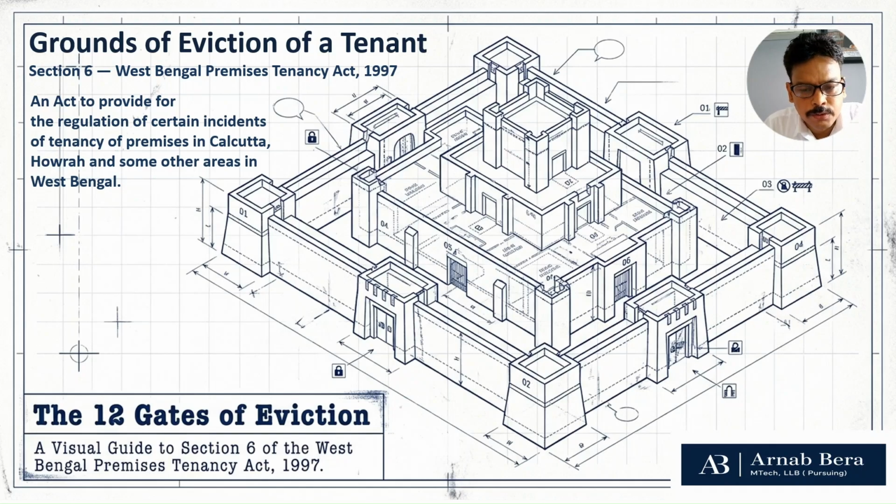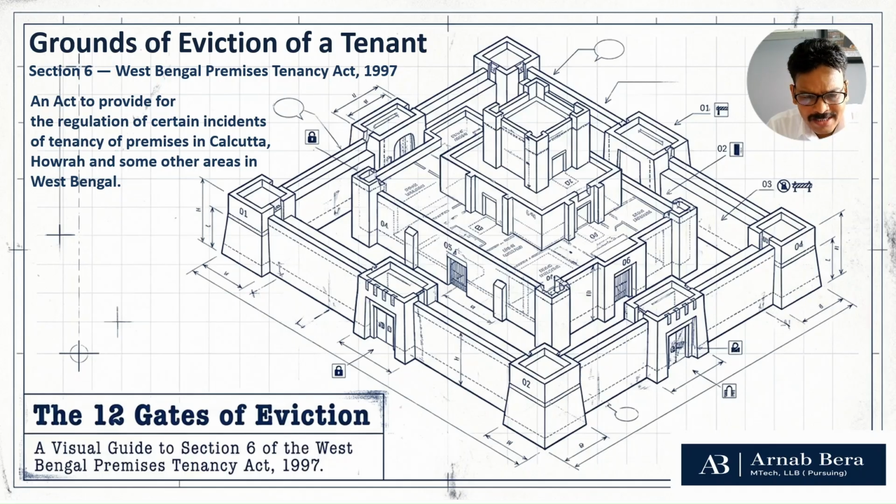Hello friends, today we are going to discuss the grounds of eviction of a tenant as per section 6 of West Bengal Premises Tenancy Act 1997. This act was enacted to provide the regulation of certain incidents of tenancy of premises in Calcutta, Howrah and some other areas in West Bengal.